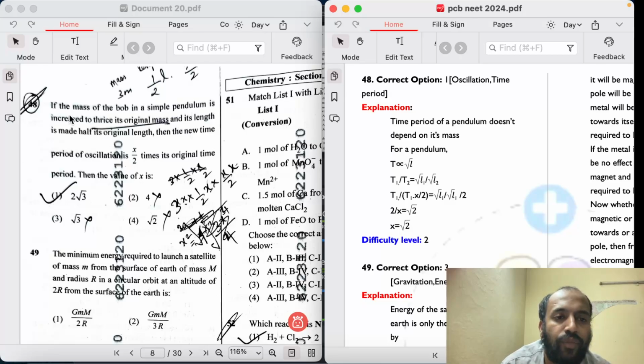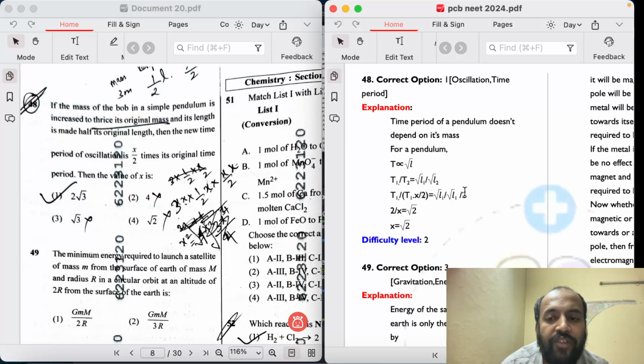Now, you have to talk about the relation between time period, mass, and length. The time period of a simple pendulum is in fact independent of mass. It just depends on the length, because we know T is equal to 2 pi root over L by g. So T is proportional to root over L. That means T1 by T2 must be equal to root L1 divided by root L2. Let's keep T1 as the original. For T2, in the second case, it is given that the period is x by 2 times the original time, so if T1 is the original time, it will be T1 into x by 2.